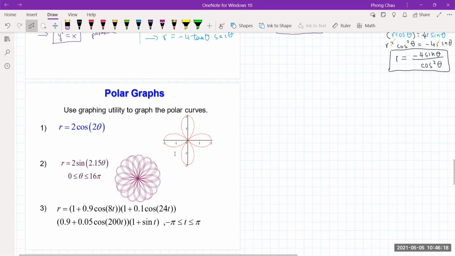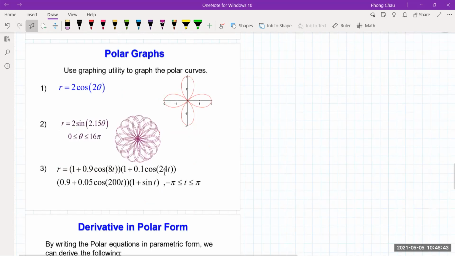It's very nice. Okay. Or this equation, r equals 2 sine of 2.15 theta. If you graph this, it looks like a very fancy artwork, like a super flower. Okay. Again, in no way can we use rectangular equations to describe it. Number 3, I didn't do it, but if you graph it in a calculator, it should end up with a heart-shaped graph. It's pretty nice.